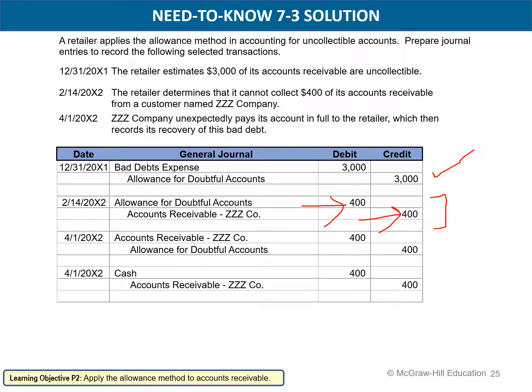Then on 4/1 of 20X2, ZZZ Company unexpectedly pays its account in full to the retailer, which then records its recovery of bad debt. So before you can record the cash that you receive from your delinquent customer, you have to put the balance back because you've written it off. So you just do the opposite. This is just the exact opposite of what we did here. Then you record your cash. Debit cash, credit accounts receivable. Okay?